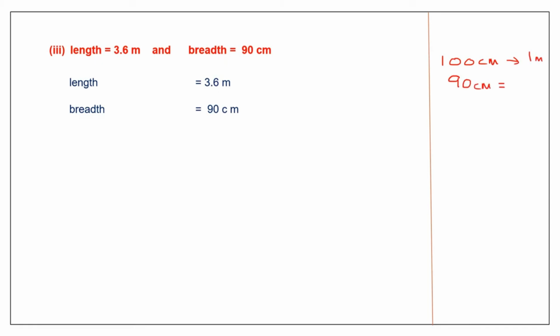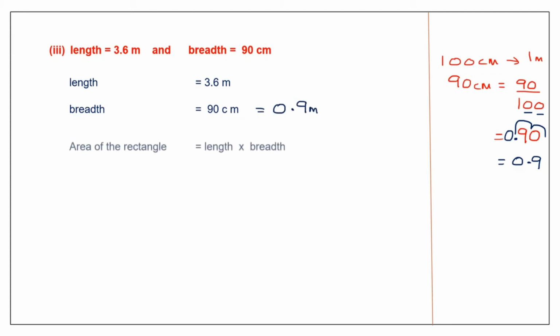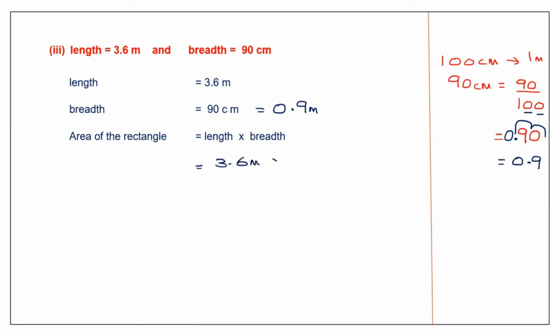So we know that 100 centimeters make 1 meter. So here it is 90 centimeters. 90 centimeters will be 90 by 100. So that is 90, and then check the denominator. It has 2 zeros. So your point will move 2 places to the left and come here. So it is 0.90 or 0.9. So we have converted breadth here to 0.9 meters. Now let's find the area. Area is length into breadth. So length is 3.6 meters into breadth is 0.9 meters.